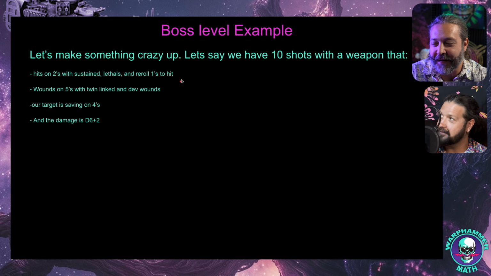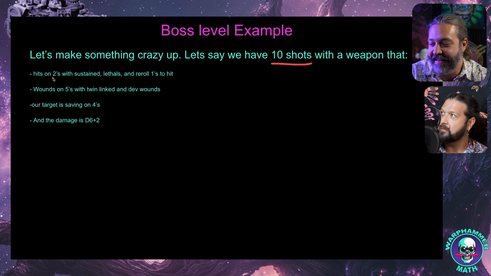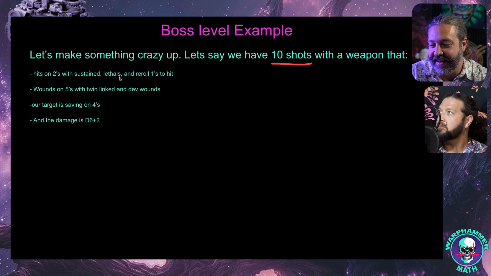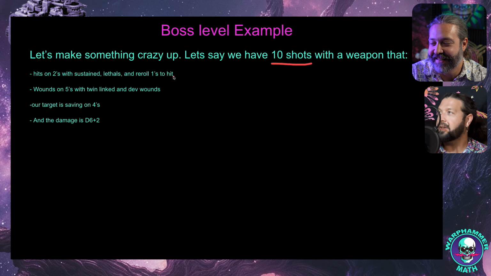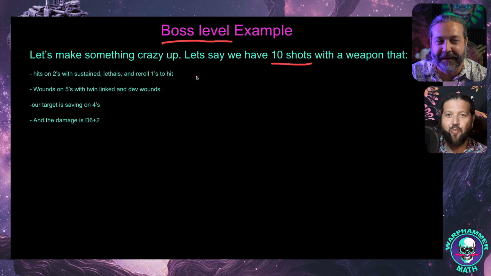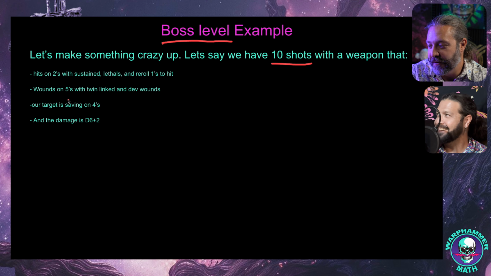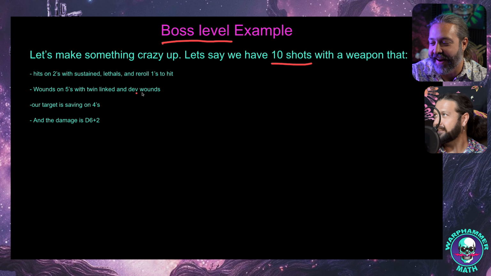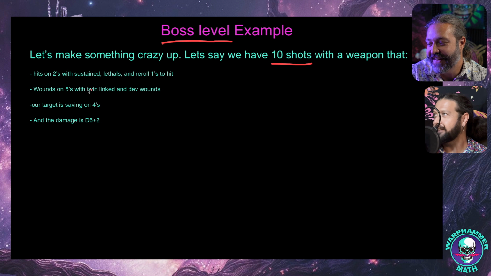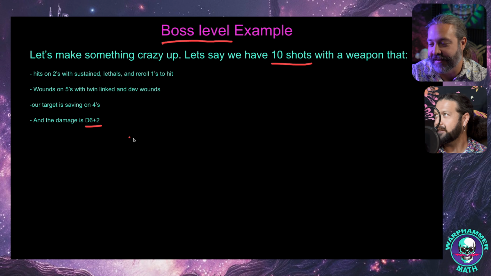So let's make this crazy thing up. Let's say we have 10 attacks with a weapon that hits on 2s, with sustained and lethals and rerolls 1s to hit. Okay, is this the one? The boss level example. I've never seen one this complicated, but just in case. Wounds on 5s with twin linked and devastating wounds. Okay. Well, let's assume that our target saves on 4s, and the damage of this weapon is d6 plus 2.